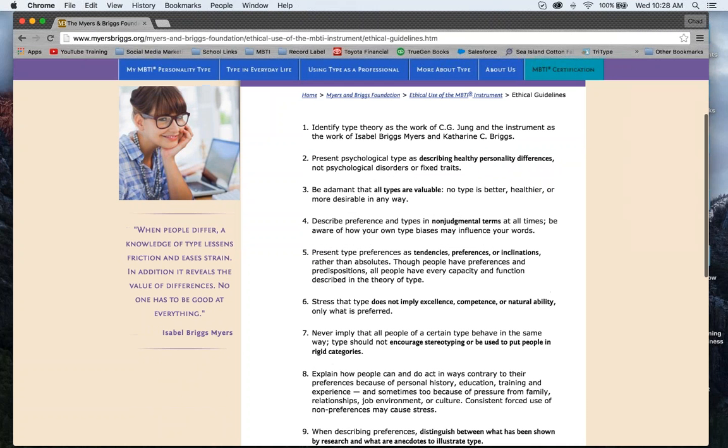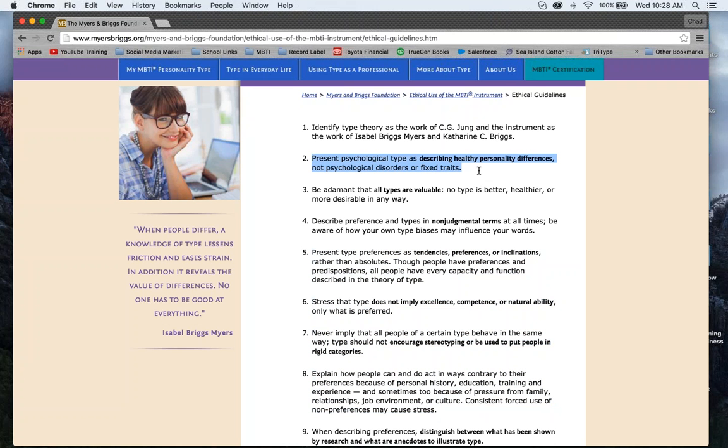A lot of this work is, obviously, the theory as the work of Jung and the instrument as the work of Isabel Briggs Myers and Katharine Briggs. That's not an ethical guideline, but they recommend that we identify it. So, okay, we know that. Now, here's where it starts getting interesting. When I get through points 5 through 8, this is where most of the issues really move in, so that's what I'm really going to focus on. We're going to start here, though.